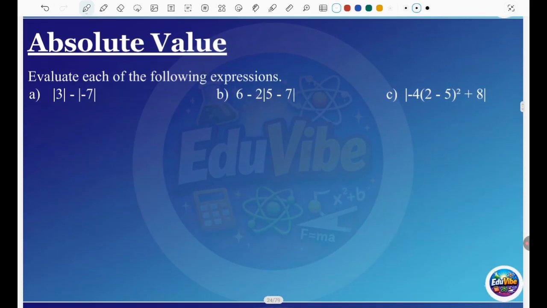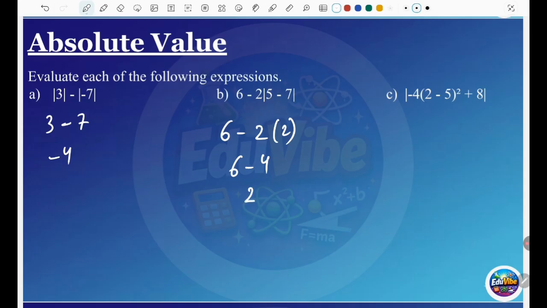Let's solve some expressions. We have 3 minus, and in the absolute value we have minus 7. So 3 minus 7 is minus 4. Firstly we have to solve the absolute value. So 5 minus 7 is minus 2, but you get 2. So 6 minus 4, we will get 2.